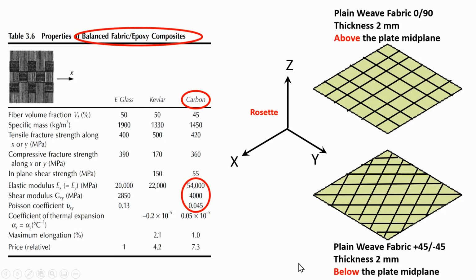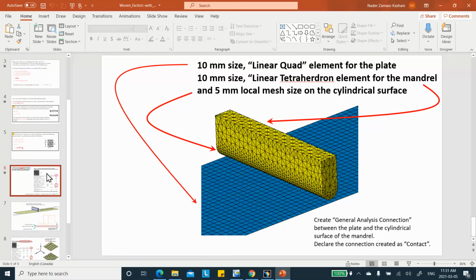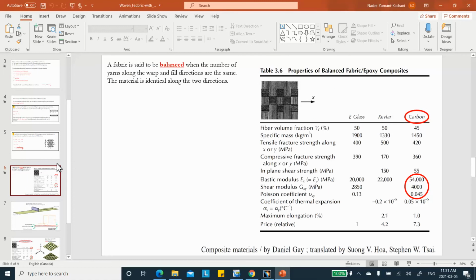Okay. So the way I'm going to model this, as I said, these are the typical numbers that I'm going to be using for the mesh size for the solid and the shell. And because it's an assembly, I'm solving it as an assembly problem. You have to create an analysis connection between them, and we're going to declare that analysis connection as contact. All right. So let me put this in front of me because I need that. And we're going to go.